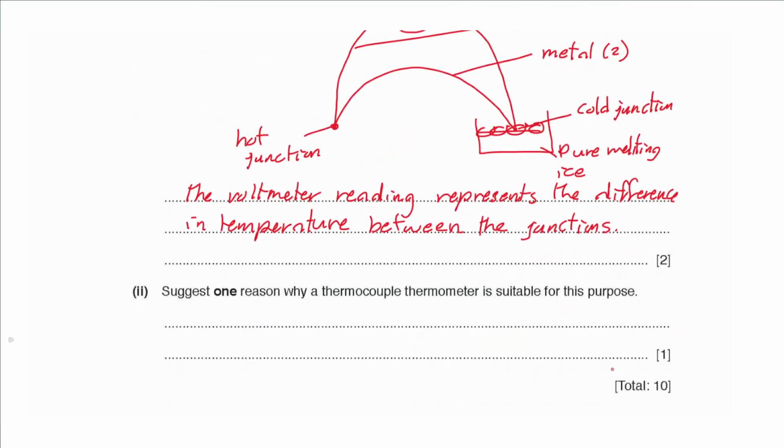Part (ii) says, suggest one reason why a thermocouple thermometer is suitable for this purpose. Since it is a response circuit, when the temperature gets too high, a switch closes the circuit or switches off the heater. We can say that a thermocouple has a quick or short response time. So it will switch off the water quickly before any damage happens to the skin.